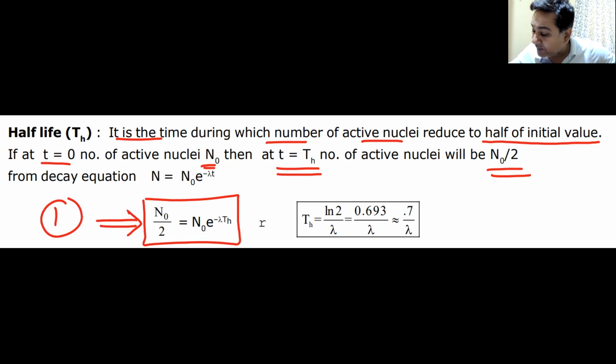This is equation number 1, and this is equation number 2. It is ln 2 by lambda. It is 0.693 by lambda, or approximately you can use 0.7 by lambda. Remember this. Do not forget this.